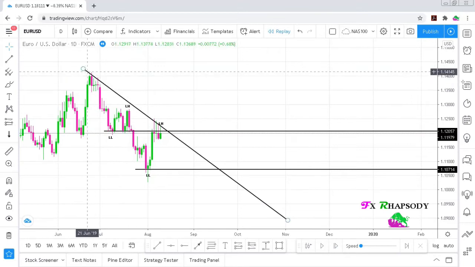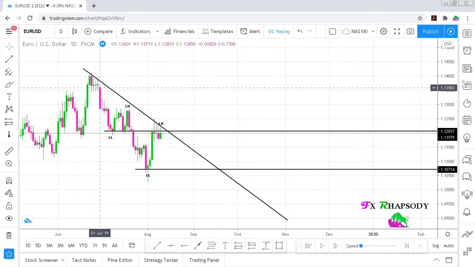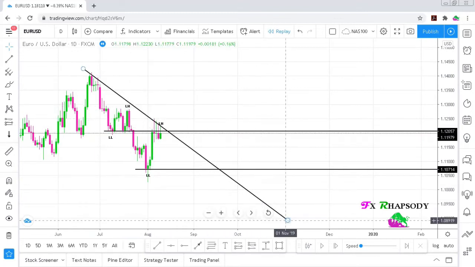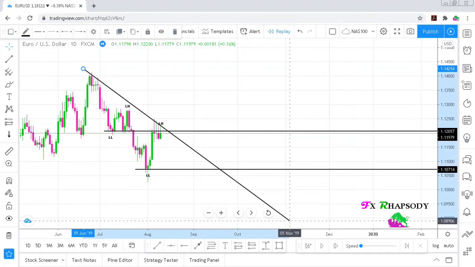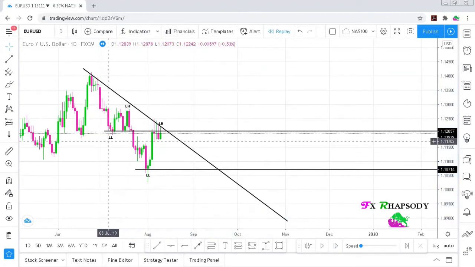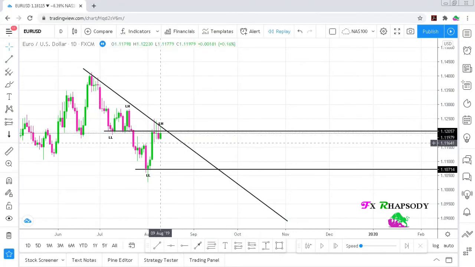So I've got 1, 2, 3, almost a fourth, 5, 6, 7, 8. There we've got 8 wicks touching it. Let's adjust it a little bit. There we go. Now, like I said before, we've got structure over here, and let's see what price does.